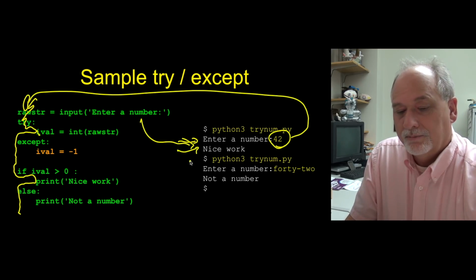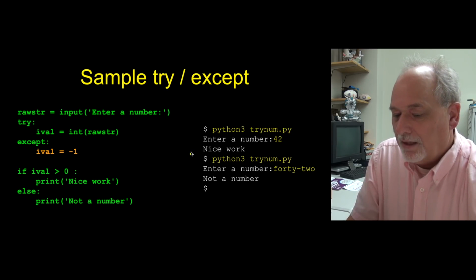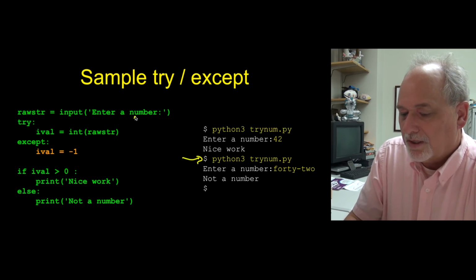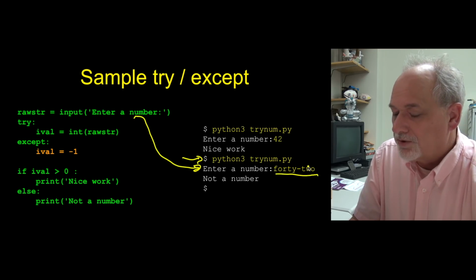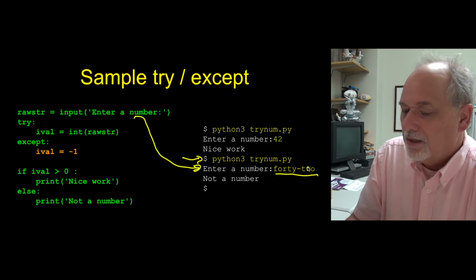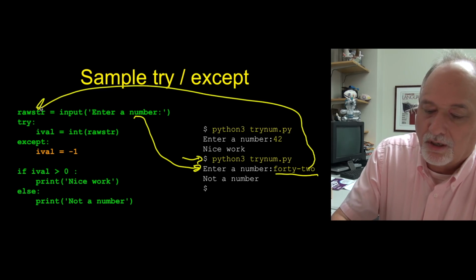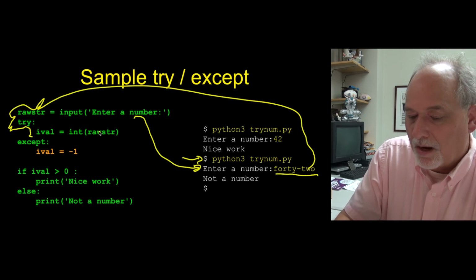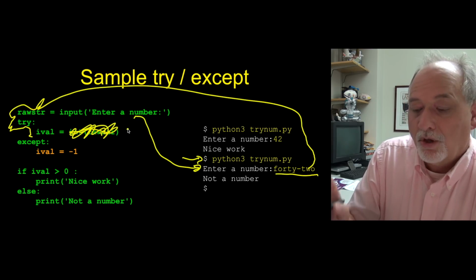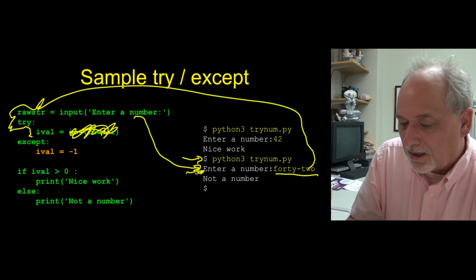On the other hand, if we run it again, this time, the input says enter a number, and we're silly. We enter the word 42, but in words, F-O-U-R-T-Y. So that's a string, and that goes into roster. And then the execution continues. We run in here, and now this is going to blow up. Normally, we would see a traceback right there.